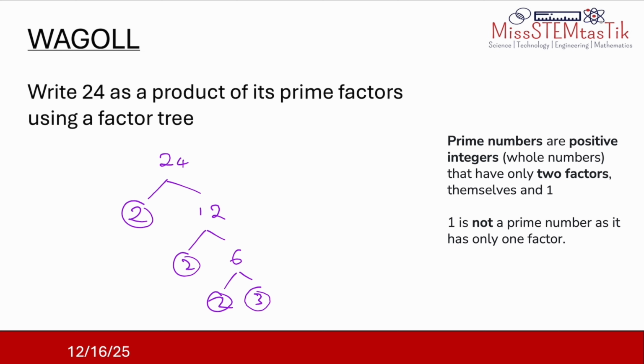I can then write this out as 2 times 2 times 2 times 3. And if you work this out, you will get the answer 24. 2 times 2 is 4, 4 times 2 is 8, 8 times 3 is 24.